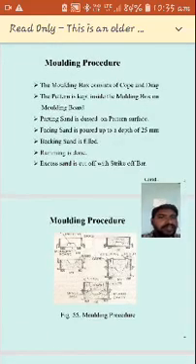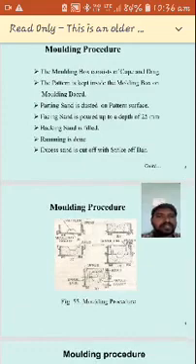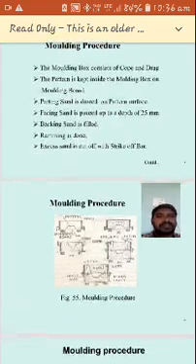The pattern is kept inside the molding box on the molding board. Before that, we prepare the pattern, and then keep it in the molding box. The parting sand is dusted on the pattern surface. See here, the parting sand is a red powder, or we can call it brick powder, and it will be sprinkled over the pattern surfaces.